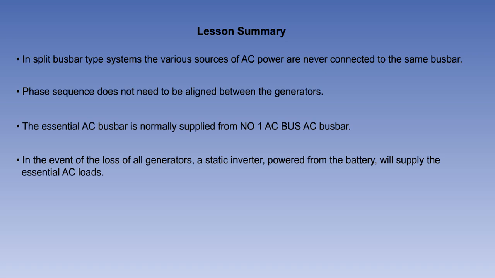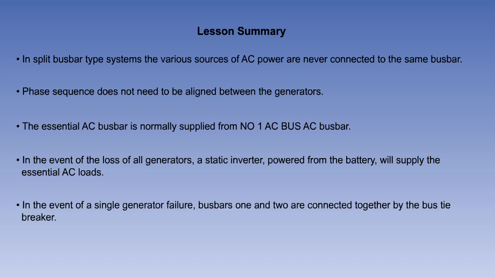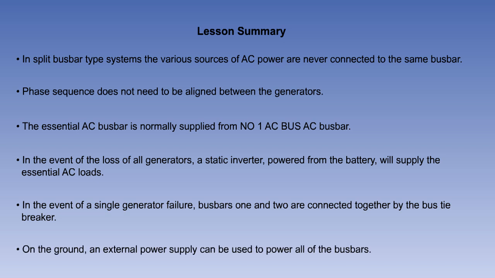In the event of the loss of all generators, a static inverter powered from the battery will supply the essential AC loads. In the event of a single generator failure, busbars 1 and 2 are connected together by the bus tie breaker. On the ground, an external power supply can be used to power all of the busbars. When you are happy with these points, continue to review the Airbus system circuit diagram.